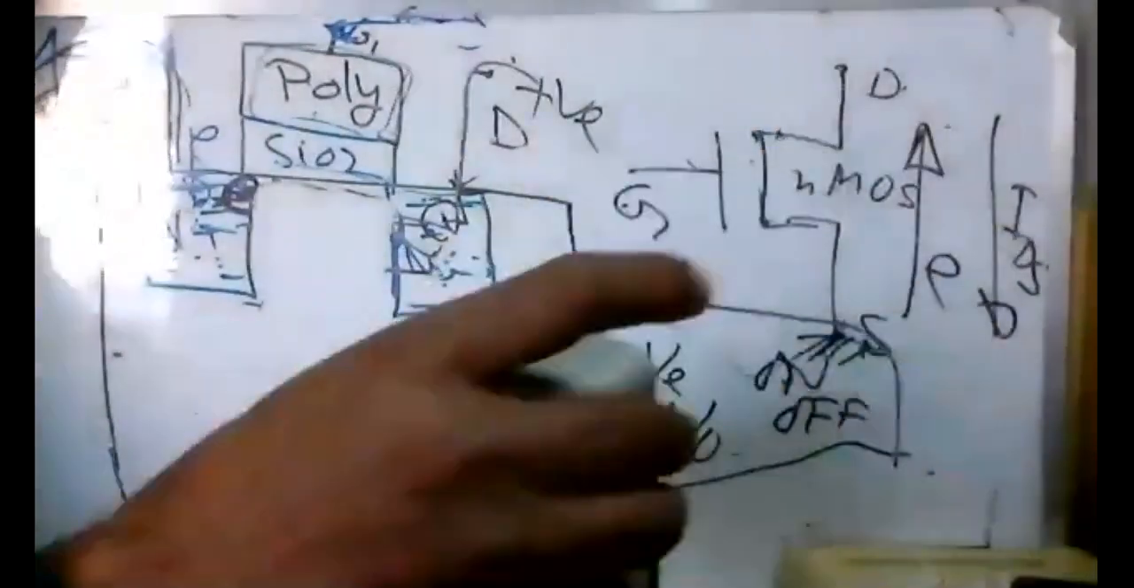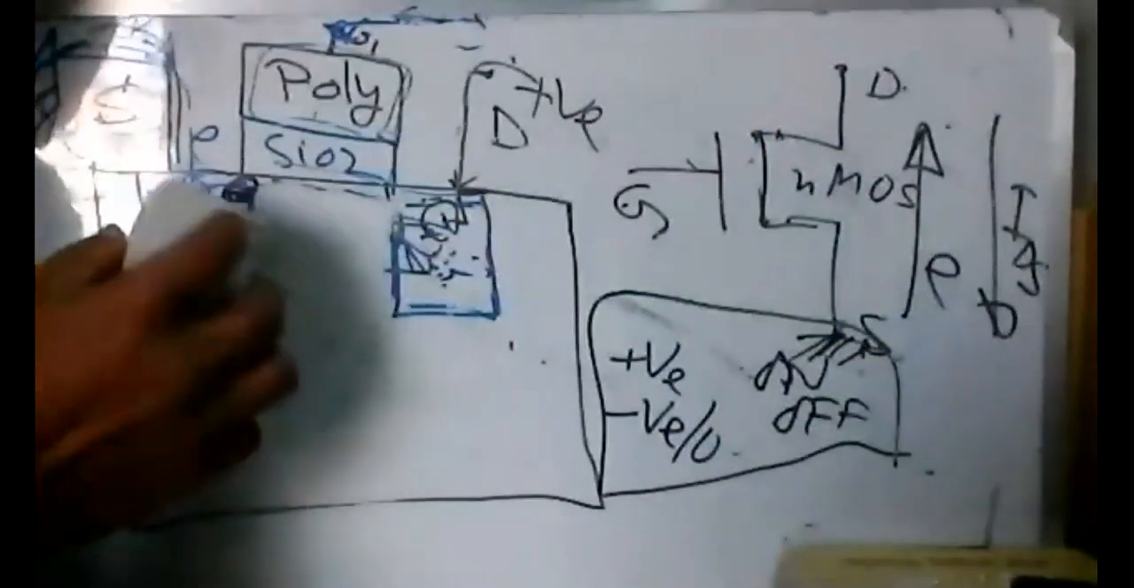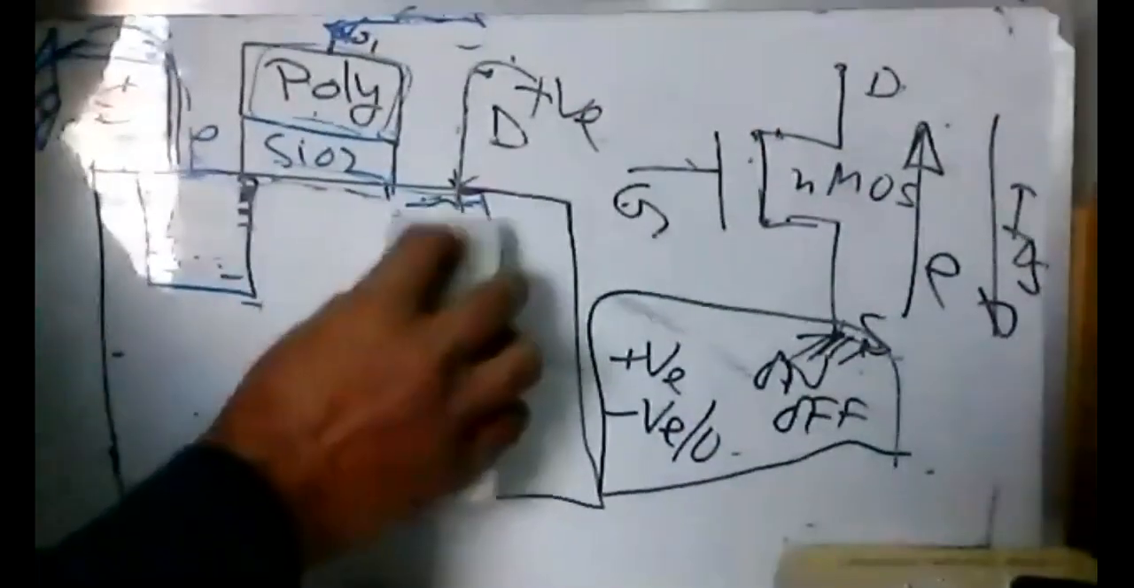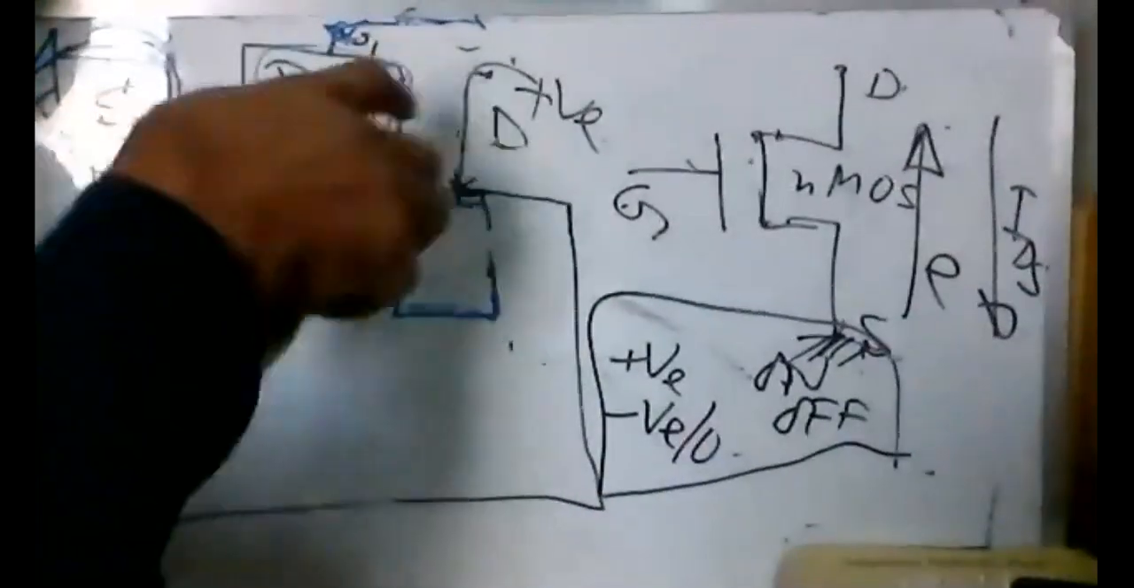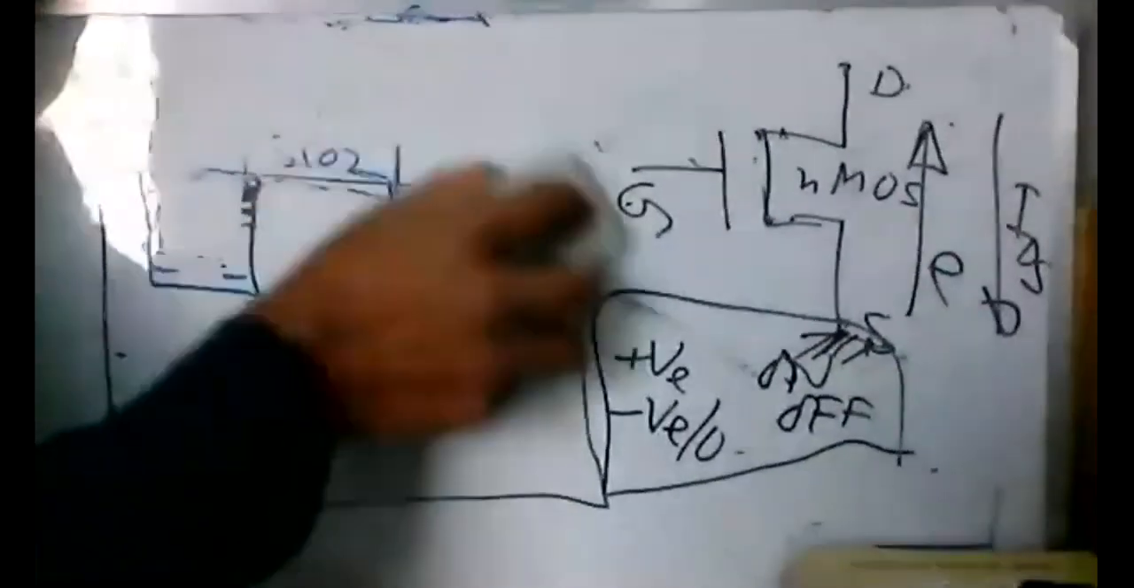Now we'll go and see what happens in the PMOS. I'm ready to change. The gate area will remain the same, but the other area will change. Let's say here.